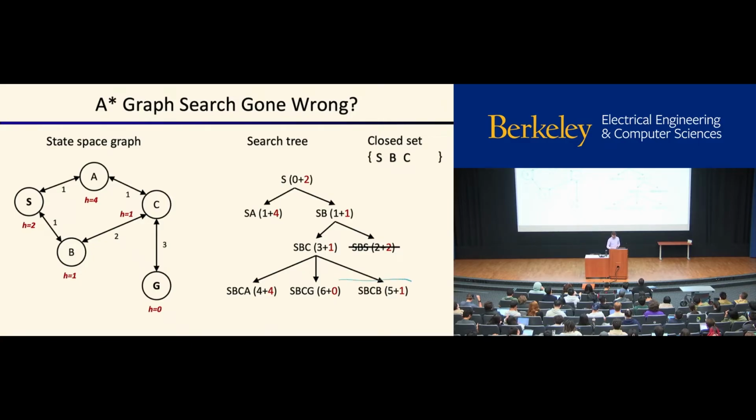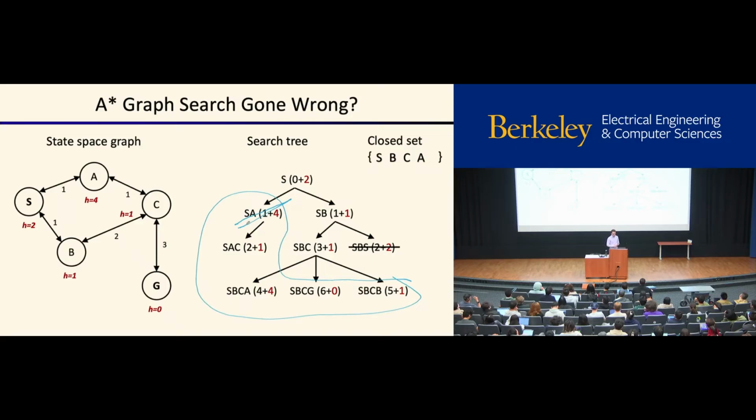This is our frontier. What's next? SA, right? SA is the lowest cost. Okay, have we expanded A yet? No? So expand A. Great, that's SAC. We can cross this one off. That's our fringe now. What do we have to do? Add it to the closed set. Okay, nice. Good, you're getting the hang of this.